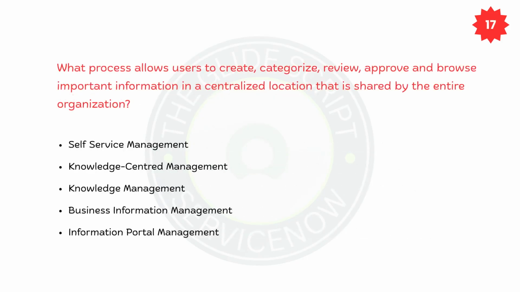Next one, what process allows users to create, categorize, review, approve, and browse important information in a centralized location that is shared by the entire organization? Knowledge management. Knowledge management supports the process for creating, categorizing, reviewing, and approving articles. Users can search and browse articles as well as provide feedback.